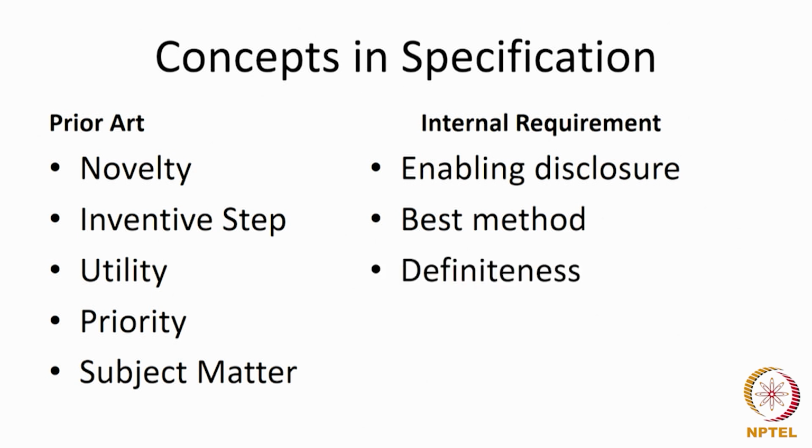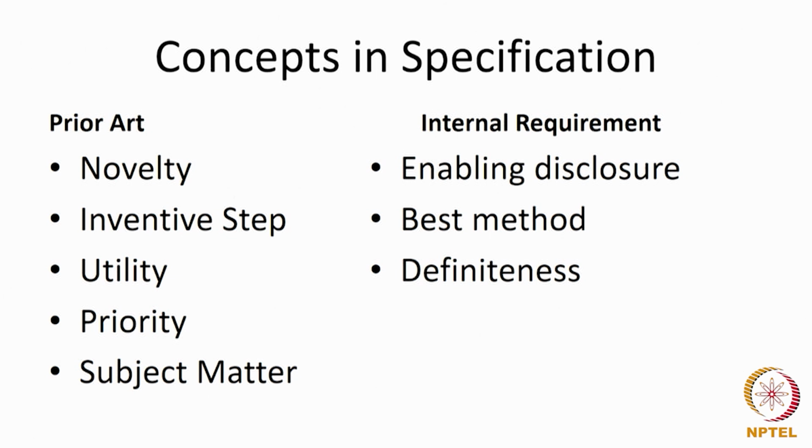Definiteness, again, is a requirement under section 10. It requires the claim as it is claimed to be clear and succinct. So definiteness requires the claim to be clear and succinct. There cannot be ambiguity in the claim. If the claim is ambiguous, again it can be a ground for rejecting the claim.